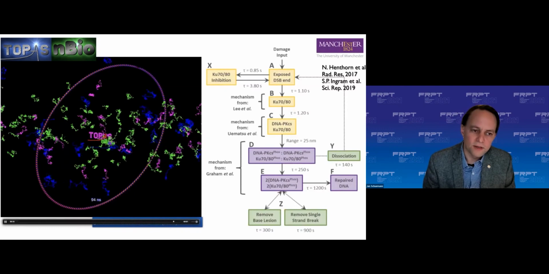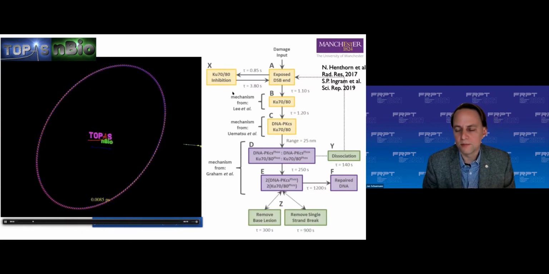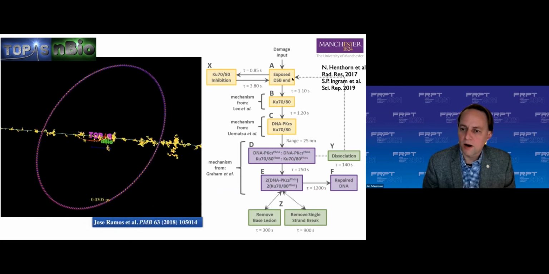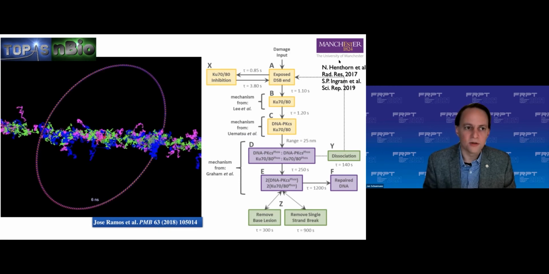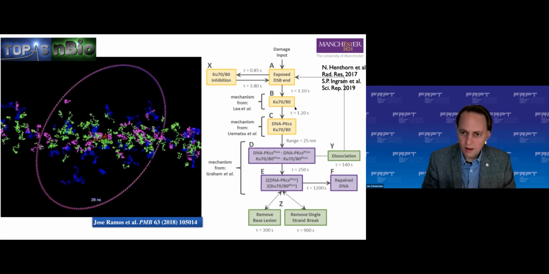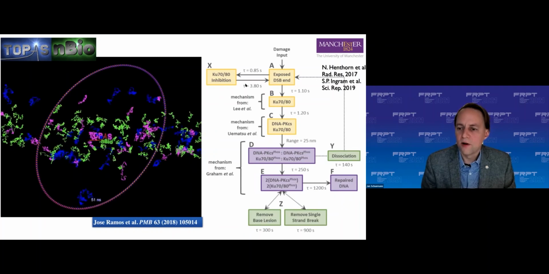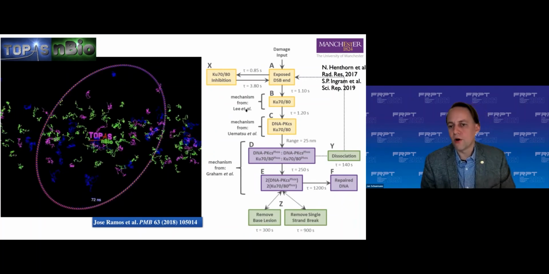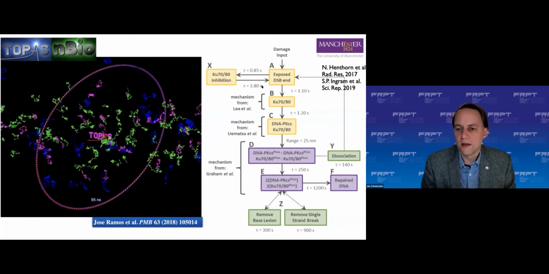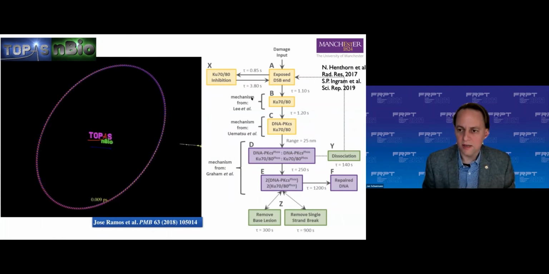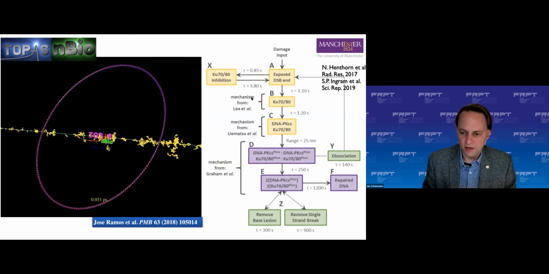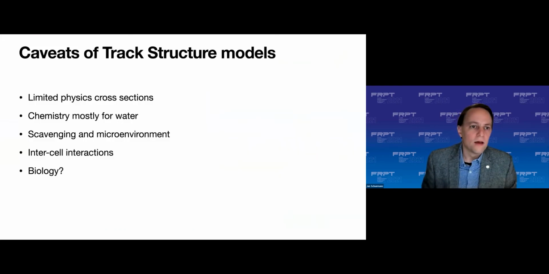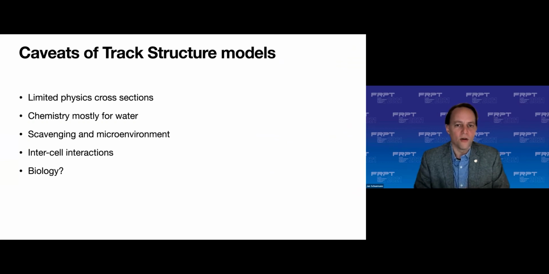And so once you have the chemical species process, you can go into biological modeling. Here's a part of a model developed by the Manchester group that has now been included in Topas and Bio, that has a very nice way of modeling all the different repair processes by recruiting different repair proteins and having probabilities of different processes that happen and result in either repair or misrepair. There are, of course, a few caveats of track structure models.